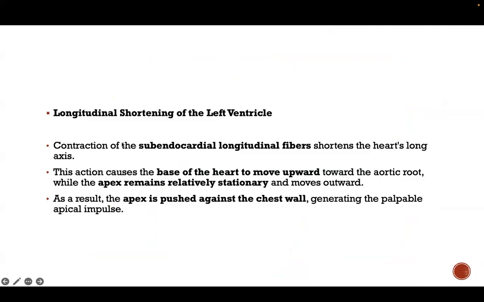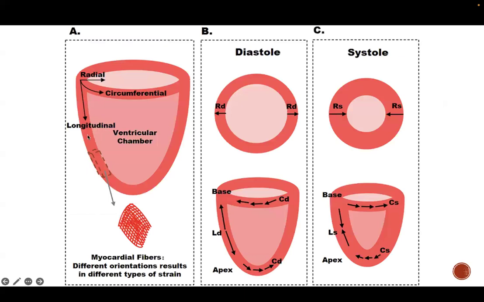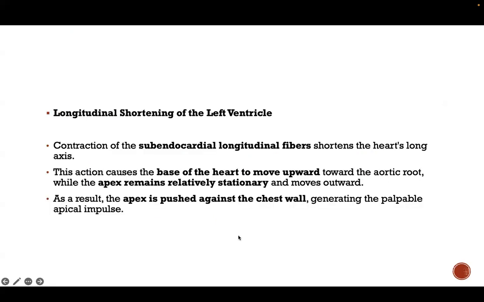The other mechanism is the longitudinal shortening of the left ventricle. During contraction, the subendocardial longitudinal fibers shorten the long axis of the heart. This action causes the base of the heart to move upwards towards the root of the heart, and the apex remains there. So the apex is pushed against the chest wall, generating the palpable apical impulse.